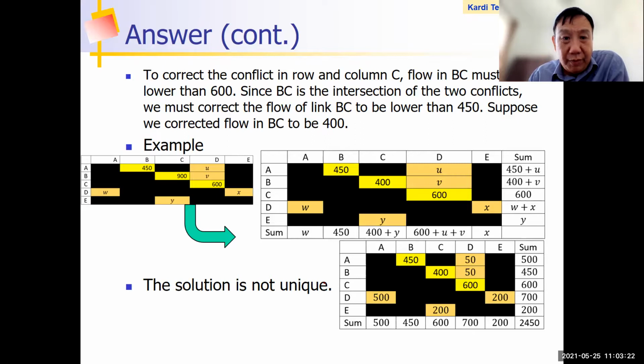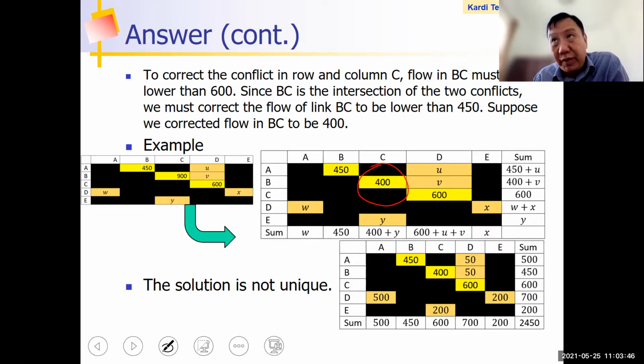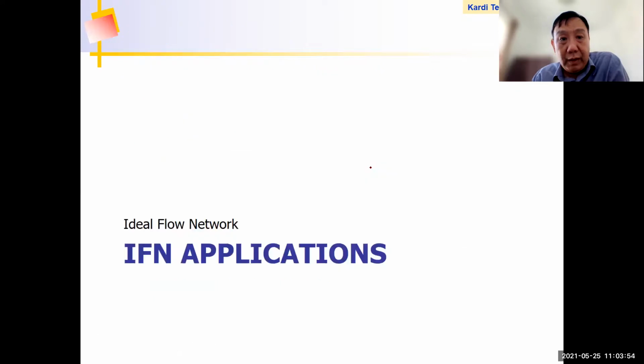So if you want to make the conflict correct, then you can use this technique. For example, you set certain values. For example, if the corrected value is 400 here, then it will become consistent. But of course, this observation is not unique, so you can set any numbers as long as they are valid. That's all the theory that I can give you. So let's talk about the application.